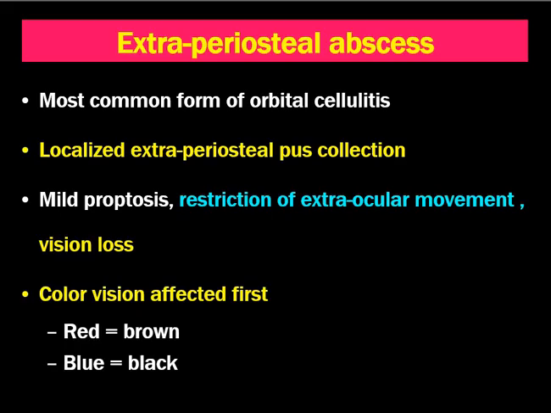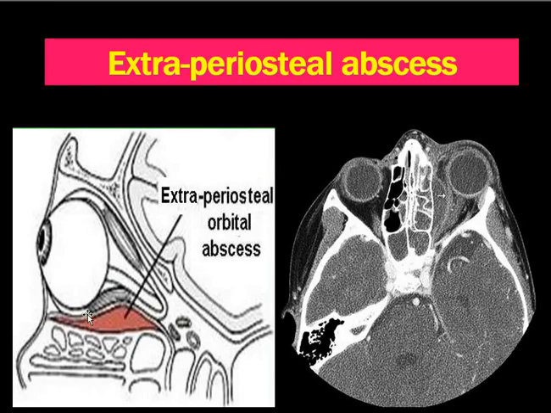There will be mild proptosis, restriction of the extraocular movement, and decreased vision. The color vision will be affected first. So the patient will see brown for red and black for blue. This is the periosteum, and the abscess is outside the periosteum. There is mild compression of the orbit. The orbital cavity becomes narrower, and there will be mild compression on the optic nerve leading to color blindness.